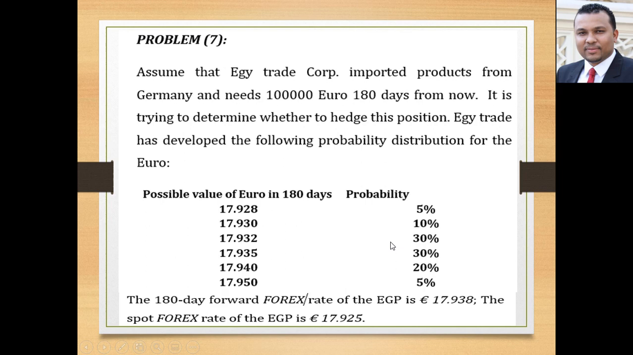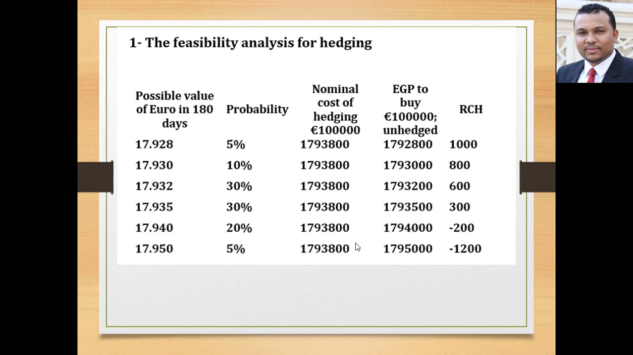60%. Okay, how can we solve this problem? The first requirement is to develop a table showing feasibility analysis. Number one, we want to check the feasibility analysis for hedging: is it feasible or not? Number two, the probability that hedging is more costly. Number three, the expected value of the additional cost of hedging. Now, if you want to solve this problem, our table is about feasibility analysis for hedging.